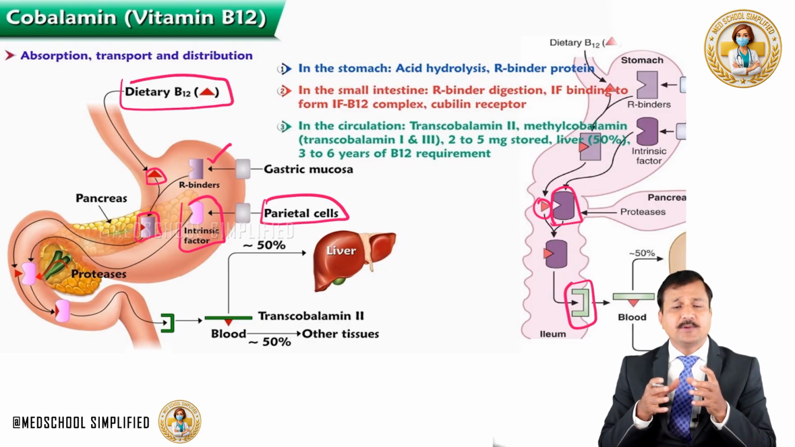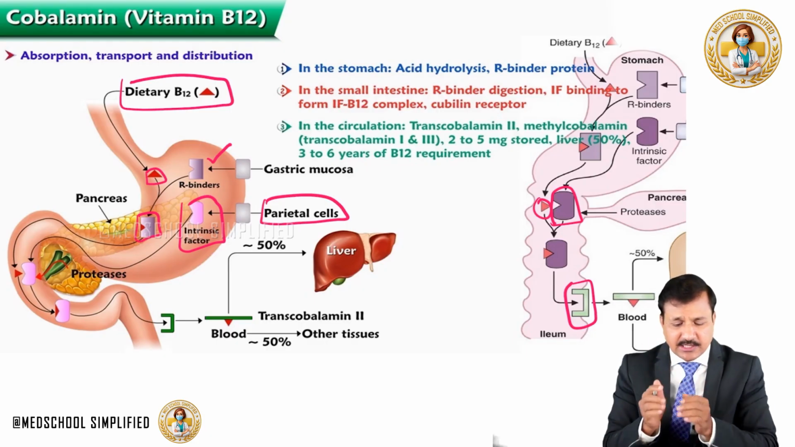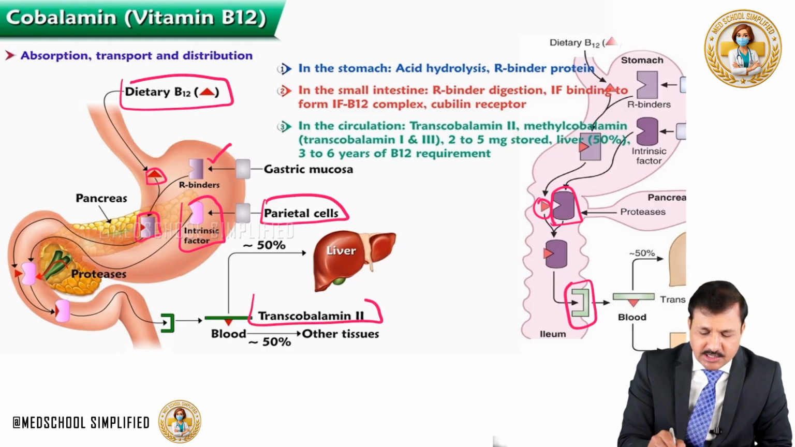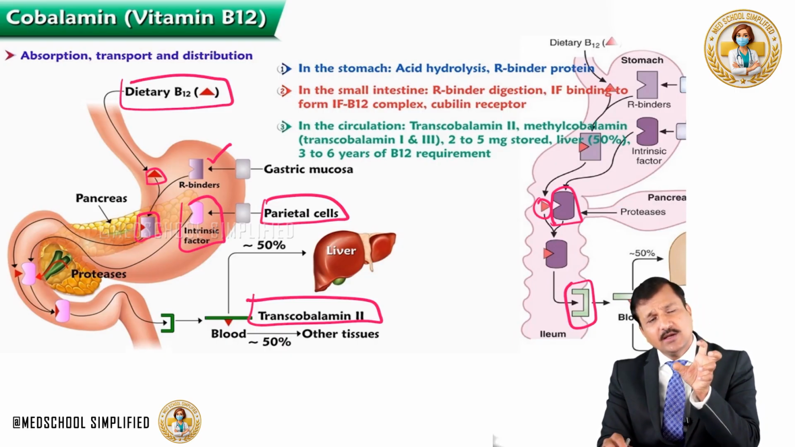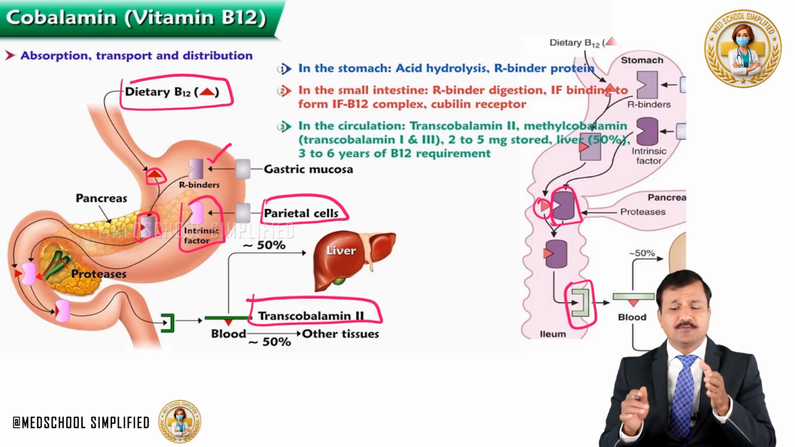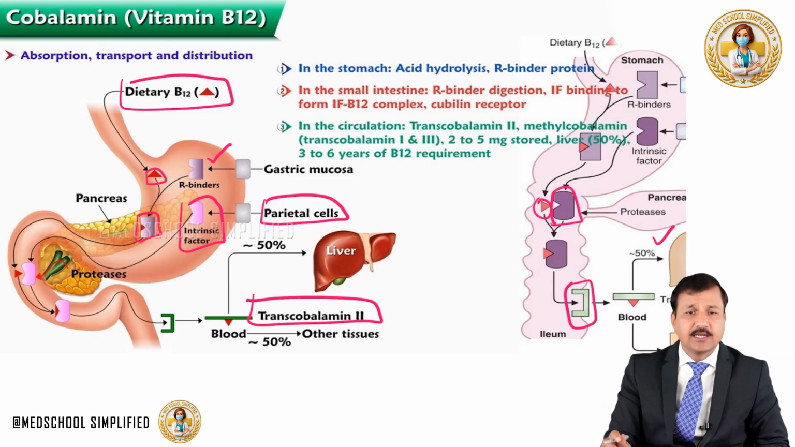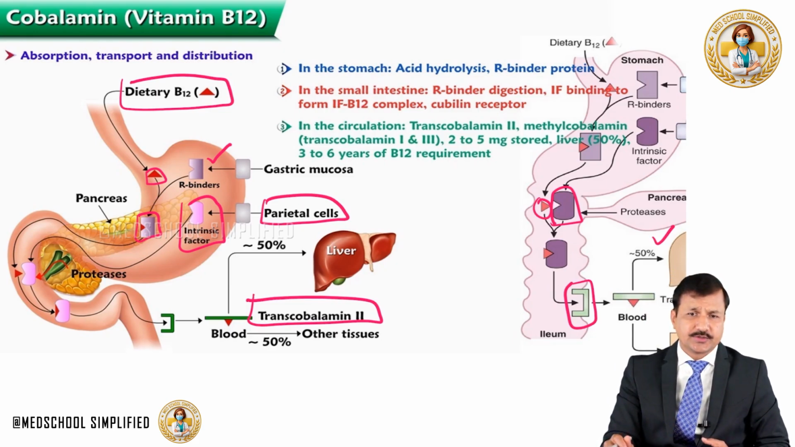This free cobalamin, which is there as methylcobalamin, will bind with transcobalamin 2, which is a transporter of vitamin B12 in the circulation. So basically vitamin B12 bound to transcobalamin 2 will enter into the portal circulation. From the portal circulation, 50% of this cobalamin is taken up by the liver. The remaining 50% is taken up by other tissues.